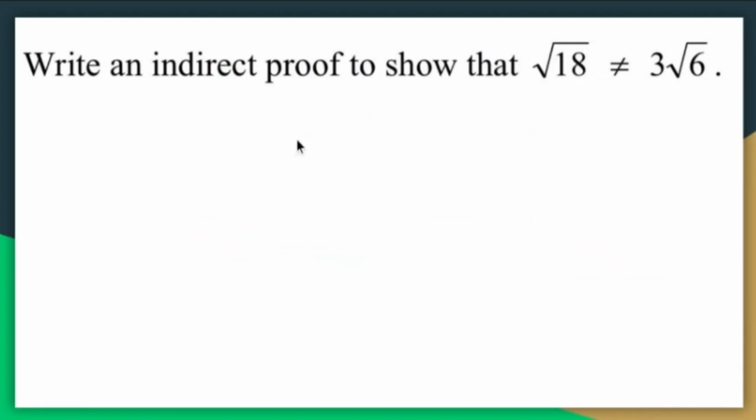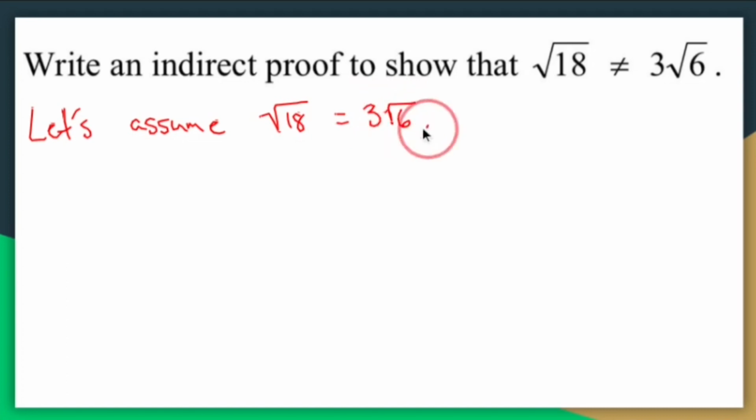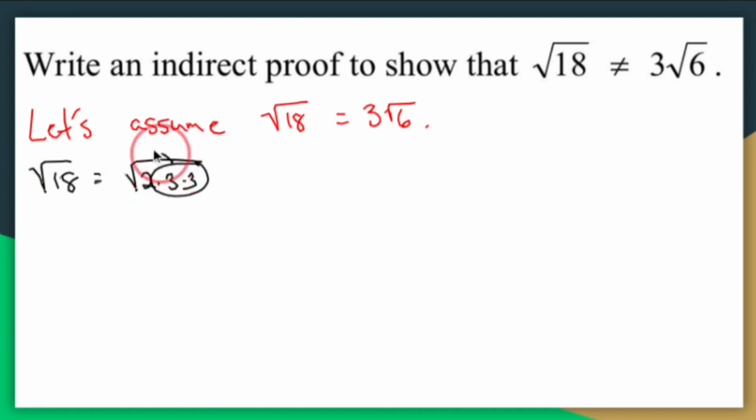Now, as with all of my proofs and paragraph proofs, just because it's the way I write it doesn't mean it's the only way. It's just a way that is correct. All right. So let's assume that the square root of 18 is 3 times the square root of 6. Well, I know the square root of 18 can be broken down to the square root of 2 times 3 times 3. And you can rip out a group of 3s, and you are left with 3 times the square root of 2. Wait a minute.